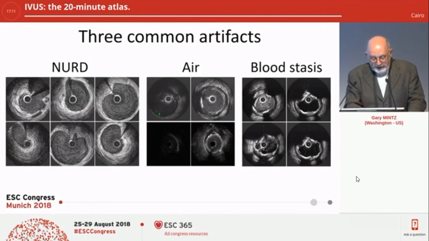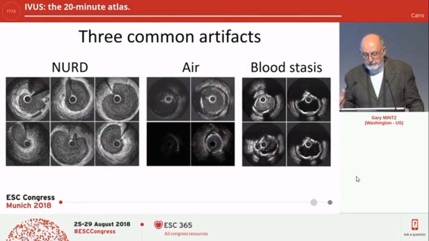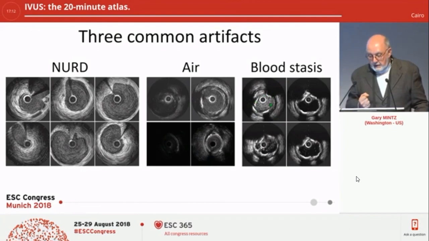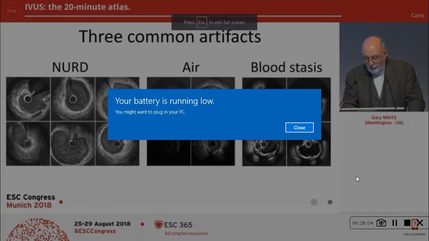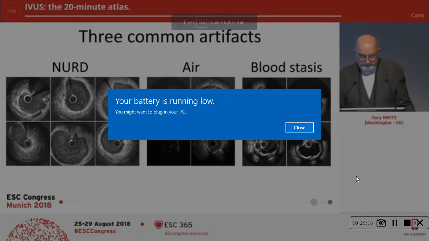Air, particularly in catheter-based imaging, causes the image to get very weak. Here it is with the air flushed, and the image pops up. And blood stasis can obscure the lumen, but all you have to do is flush through the guiding catheter, and you see that the lumen clears up nicely.